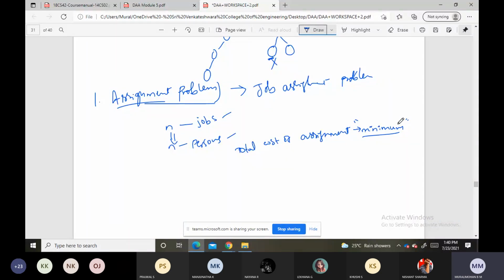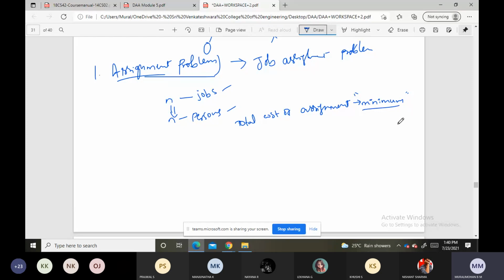So let us take the complete problem. Later we'll see how to solve it. I hope you understood what the job assignment problem is. We have n jobs and n persons, and we should assign a job to each person such that the job assignment cost should be minimum.